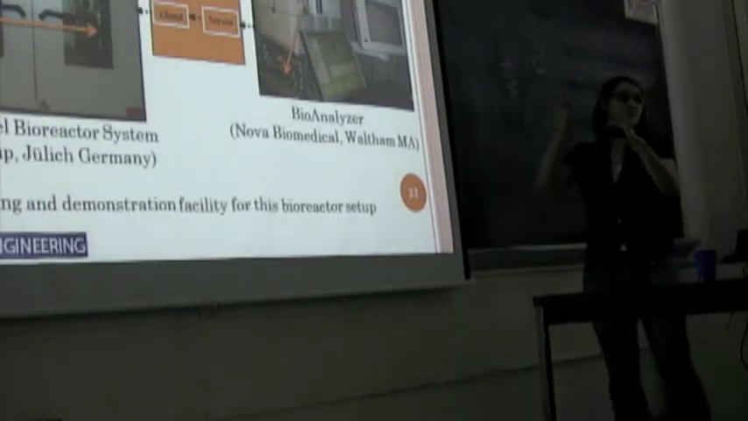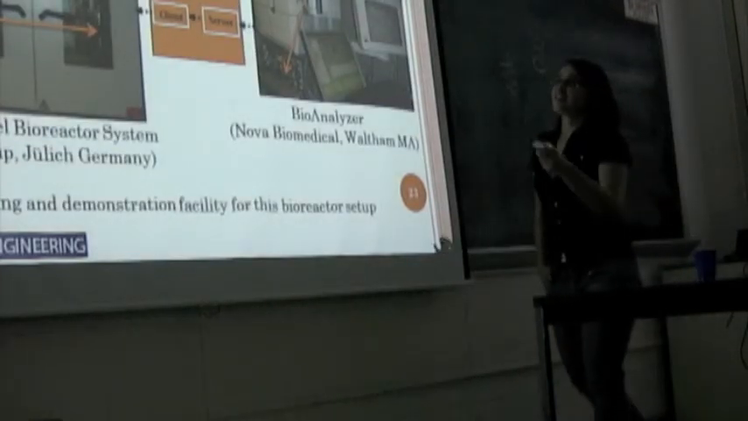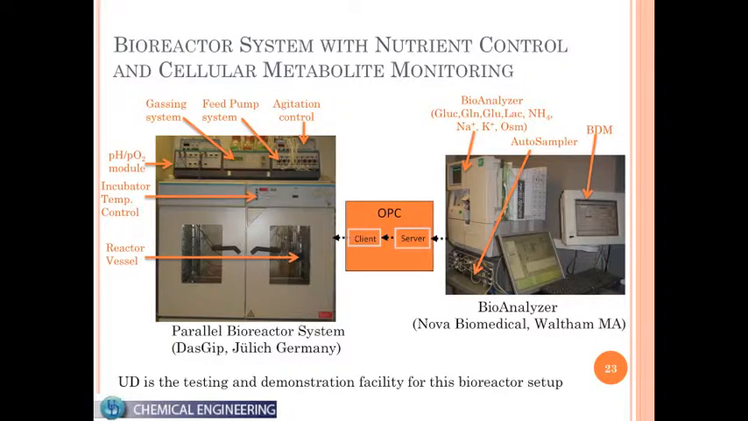So just to give you some pictures, this is my bioreactor system where I was able to develop a system that controlled our nutrients. And so this is your typical bioreactor, which has control over your agitation. We have a feed pumping system, so we can add in nutrients. We have a gassing system, a pH and PO2 module, and a temperature. And then this system here enables us to measure our glucose and our glutamine.